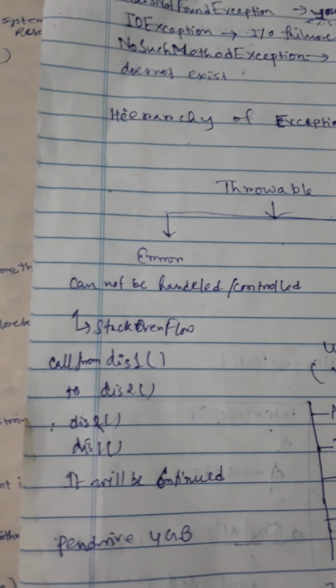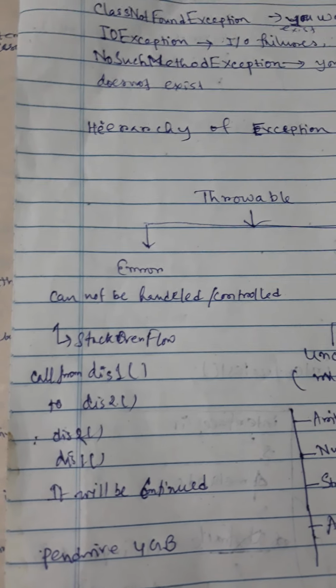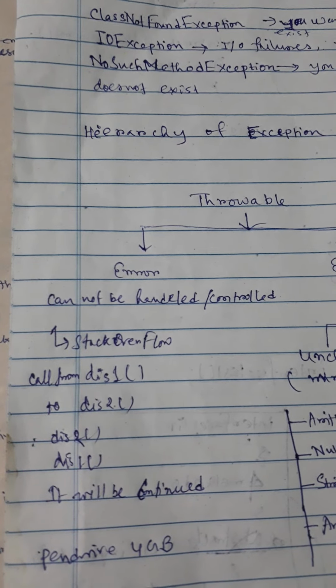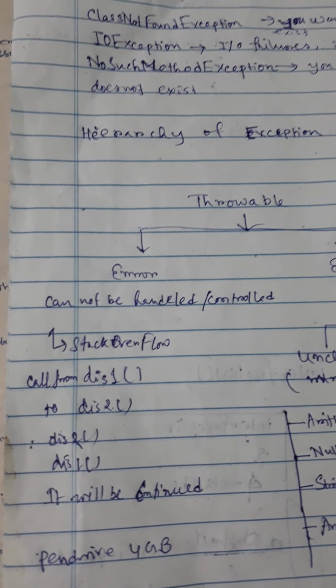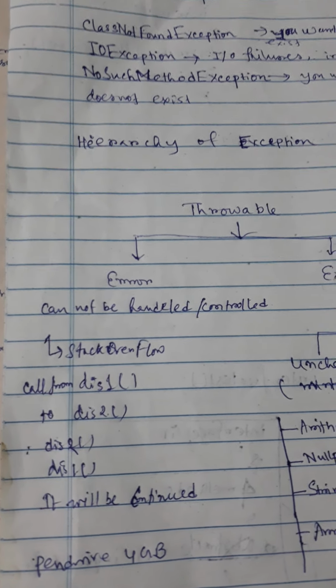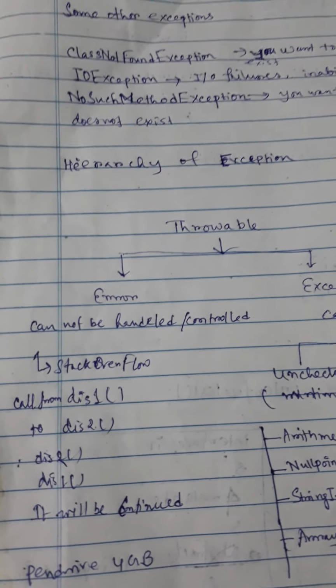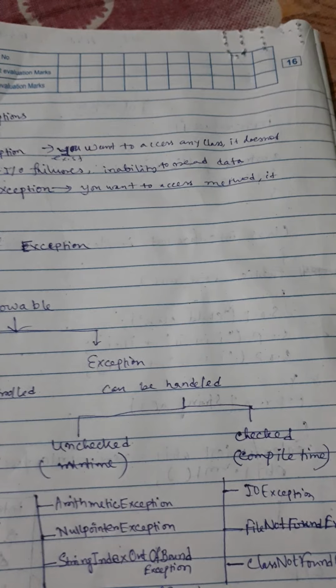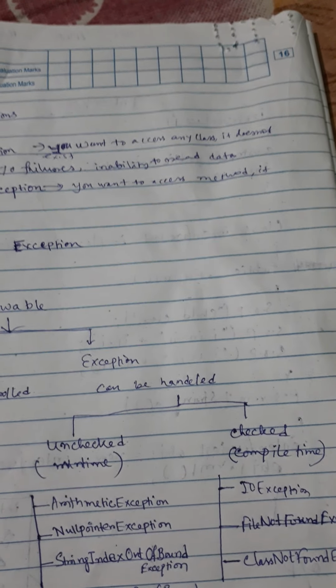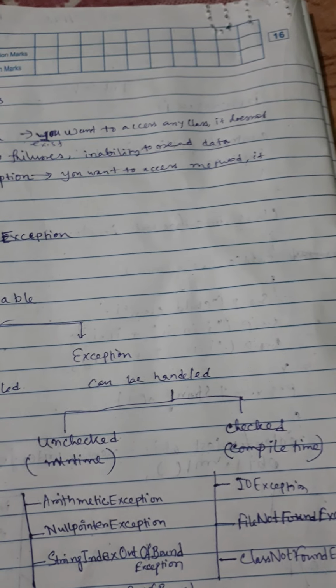Suppose, for example, your pen drive size is 4 GB and you want to store a 5 GB file, but you cannot store it because it will show an error. Your pen drive size is 4 GB, so it will not be stored. So an error cannot be handled easily, but an exception can be handled easily at compile time, at run time.